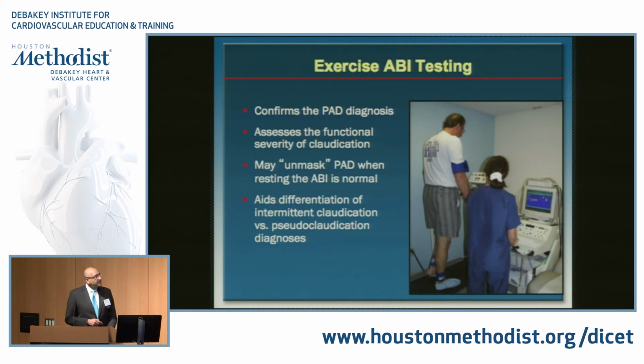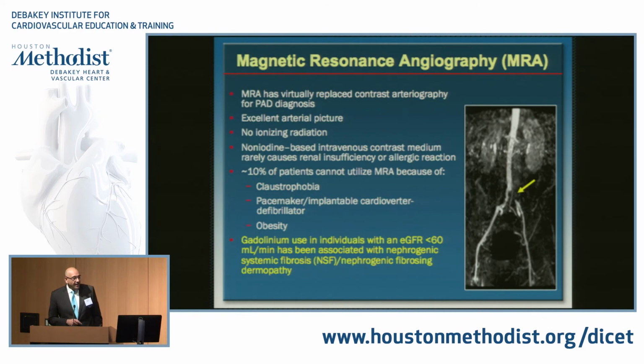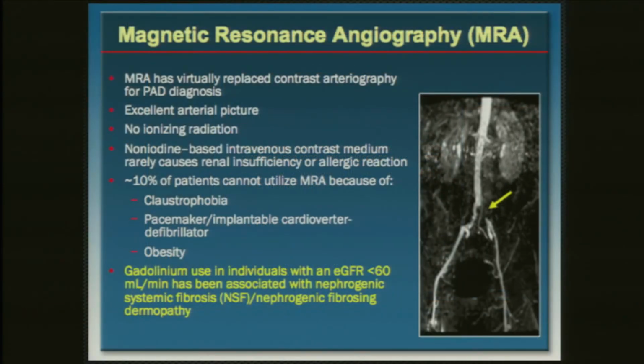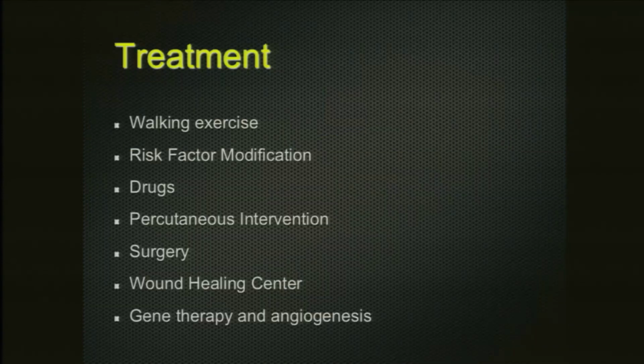Exercise PAD testing confirms the diagnosis. Sometimes we unmask it, and it's good at distinguishing claudication from pseudoclaudication. So the first test, as you can imagine, is always an arterial Doppler to know where exactly the lesion is and to confirm the ABI reports. MRI has been used very commonly, and these are pictures showing how good they look. So are CTAs. We have used a lot of CTAs, but they require contrast, as you can imagine, along with radiation.